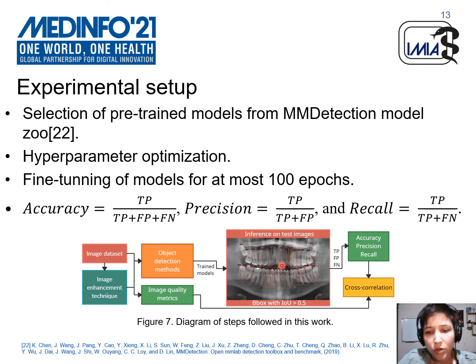The inference on the test set was performed by first selecting the best weights of these models by considering the highest mean average precision on the validation set. And after that, we evaluated the performance of the models computing the accuracy, the precision, and the recall with an IOU greater or equal to 0.5. With the image quality metrics and accuracy, precision, and recall measures, we then computed the cross correlation between these values.